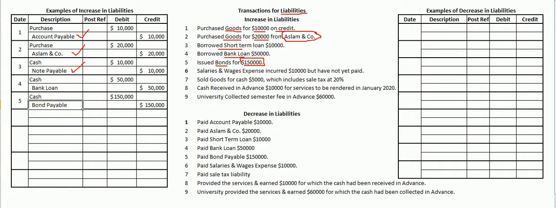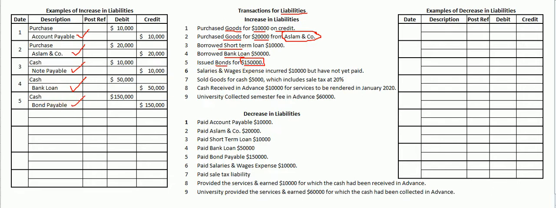So again, dear students, your cash increases and your bond payable increases. This is a liability, another example of a liability. Here your bank loan liability increases, and here your bond payable liability. So anybody to whom you are issuing a bond, it means you are returning this $150,000 with interest. That is why the company is liable to pay $150,000. This kind of liability is called bond payable.